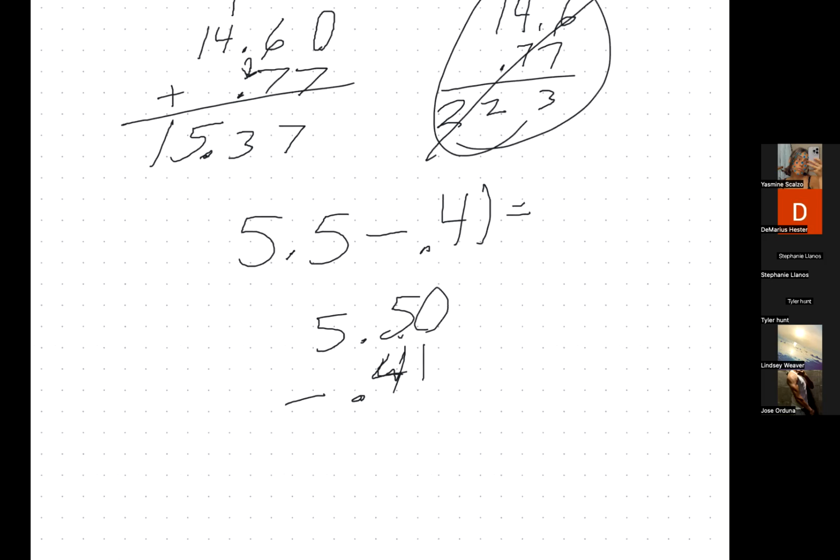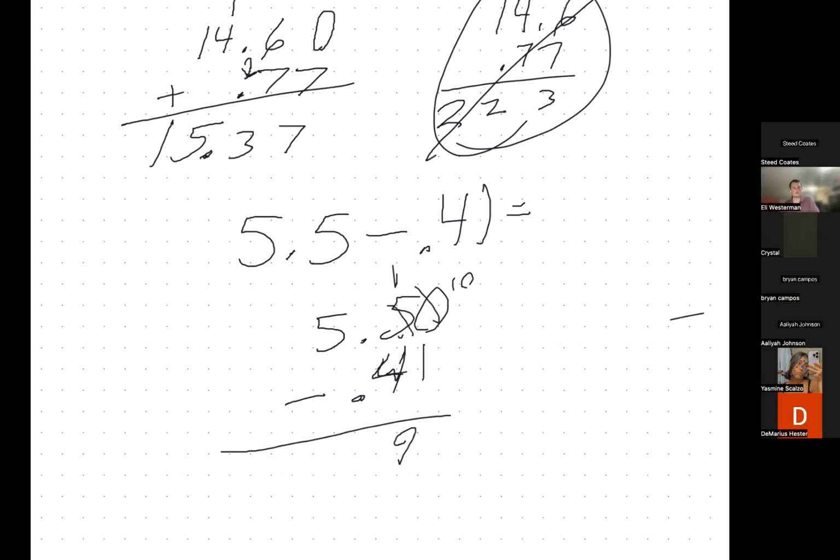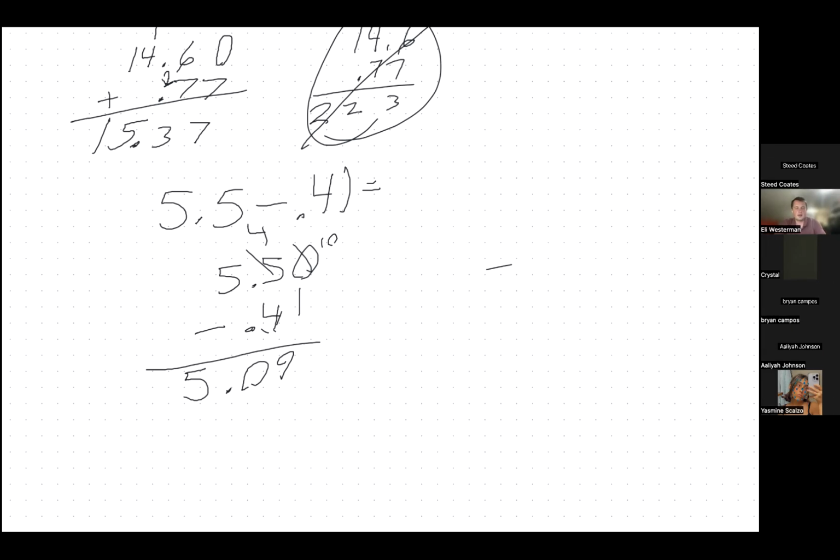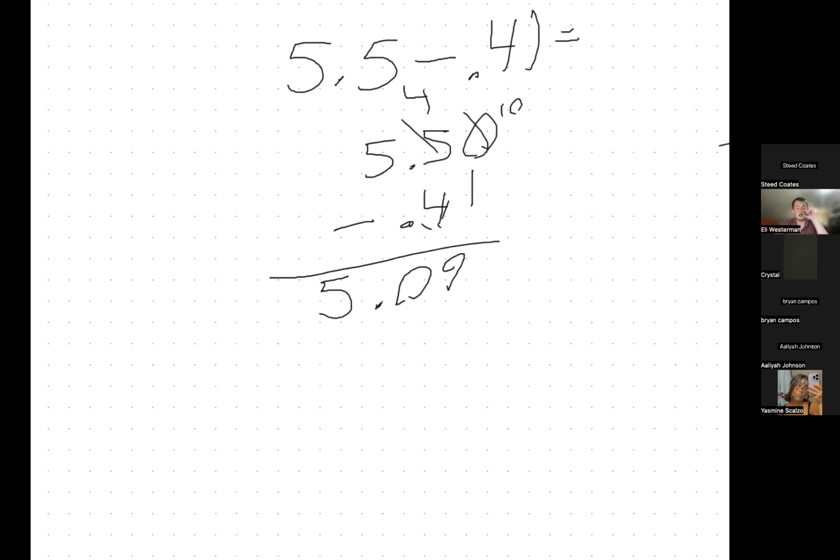Now let's subtract here. 10 minus 1 is 9. Whoa, something went really crazy. I'm sorry, I don't know what happened. Let me rewrite that. 5, 4, 0, 5.09. My chat went away. All right, so 5.09, Steve, not 5.9.